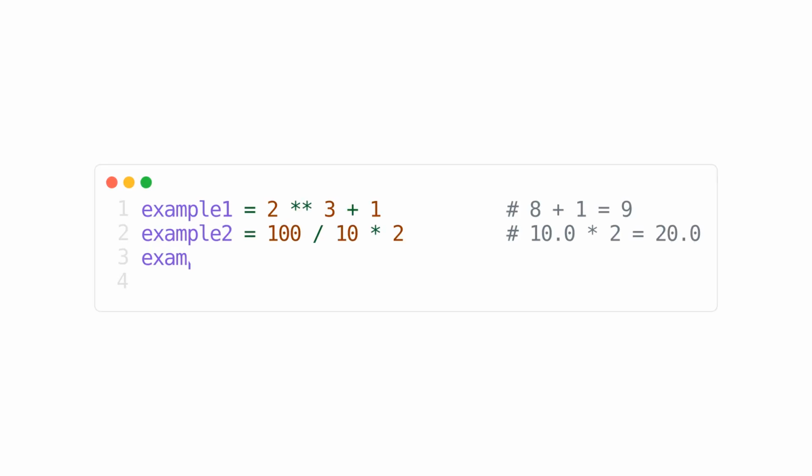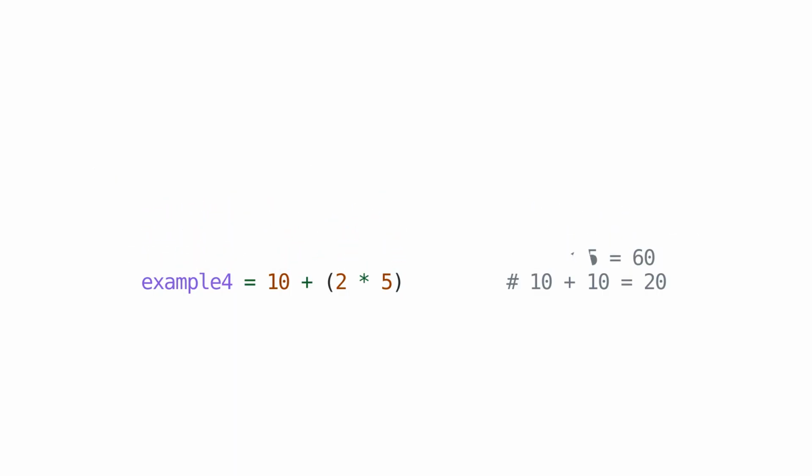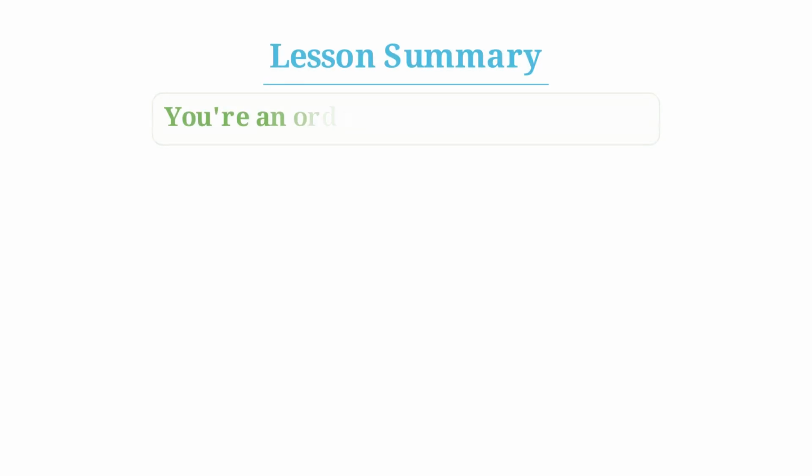Let's practice with more examples. 2 to the power of 3 plus 1. Exponents first, so 8 plus 1 equals 9. 100 divided by 10 times 2. Division and multiplication left to right, so 10 times 2 equals 20. 10 plus 2 in parentheses times 5. Parentheses first, so 12 times 5 equals 60. And 10 plus 2 times 5 in parentheses. Multiplication in parentheses first, so 10 plus 10 equals 20. Outstanding work. You're now an order of operations master.